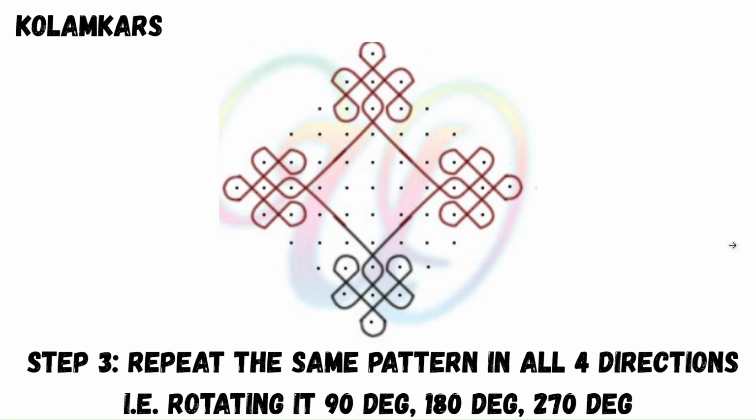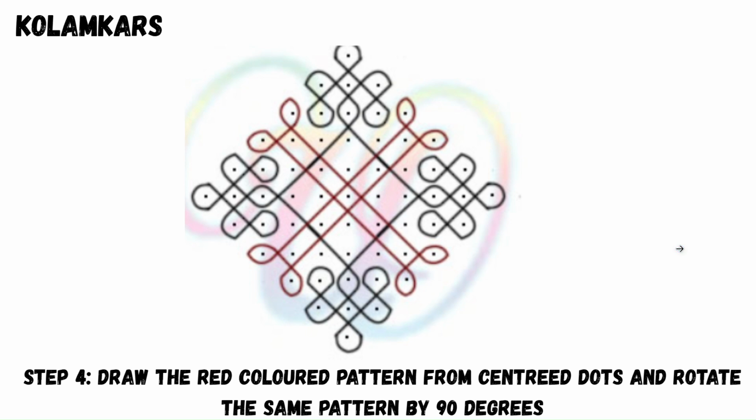90 degrees, 180 degrees and 270 degrees, which will give us a pattern that is much easier for us to draw and study the kolam designs. Once this is done, we will proceed with the red colored pattern, which is also drawn with the help of rotation and which simplifies the drawing of the kolam designs.